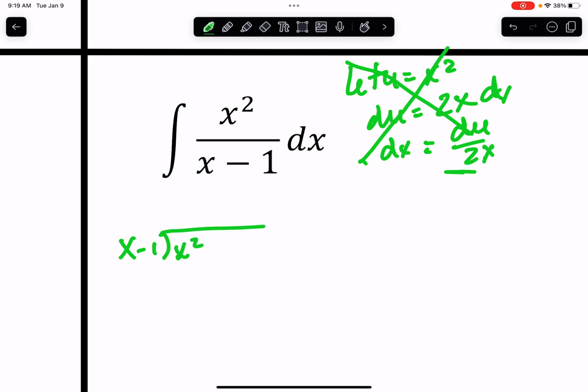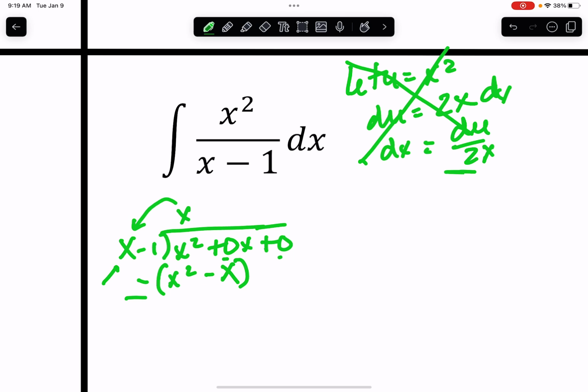We have x squared plus 0x plus 0. Remember, we have to have all three of our terms. We have to make up the 0 ones to make this division come out right. So you say, okay, what times x gives me x squared? So it'd be x. And then I multiply these two together. That's x squared minus x. And don't forget, you're subtracting the whole thing.